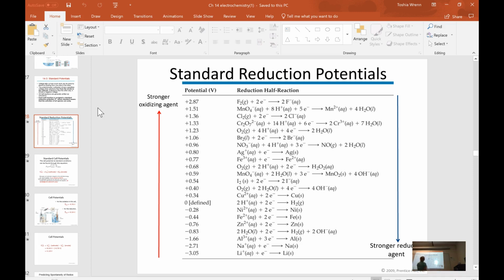And so our half cells are fluorine gas plus 1 electron, producing 2 fluorine ions. Our other one is chloride, and there's 2 of those, producing chlorine gas and 2 electrons.